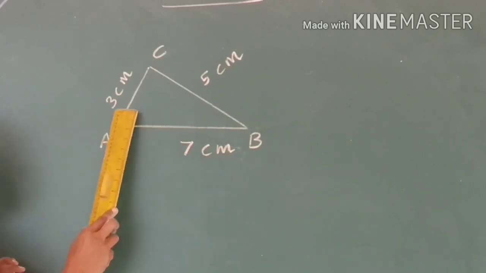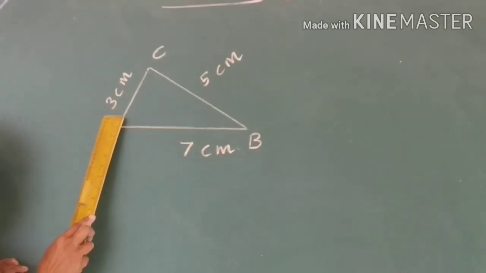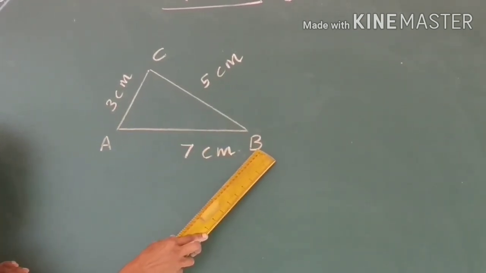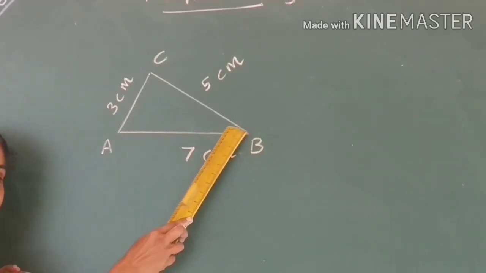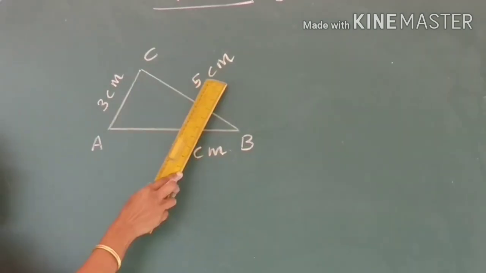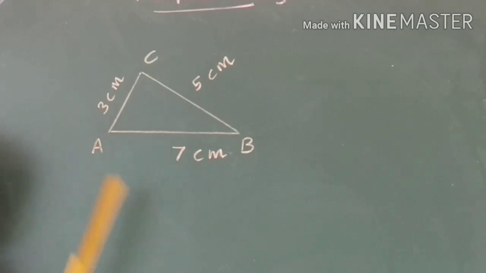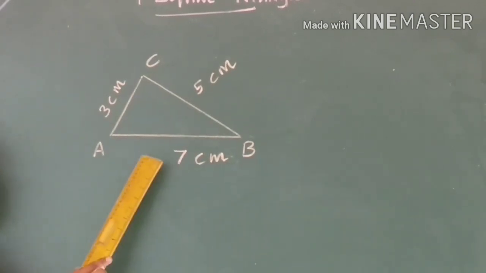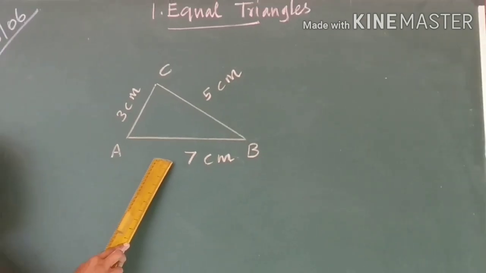Also, the smallest side in this figure is 3 cm. So, measure angle B. You will understand the angle B would be the smallest angle. Angle opposite to 5 cm would be the angle between the smallest and the largest angle. This is a work for you to do and understand.